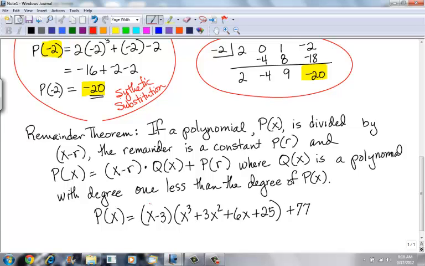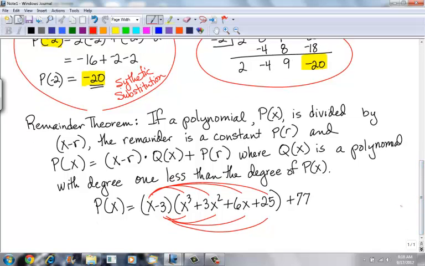So if you wanted to check that, you would take x times every term. You would take negative 3 times every term, and then add on the 77, and you better get the original dividend. Okay? So this is the x minus r times, this was the quotient, the q of x, and then this was the, they wrote it as p of r. The 77 was the p of r. Okay, so you can check that. Okay, now I'll let you try one without me.